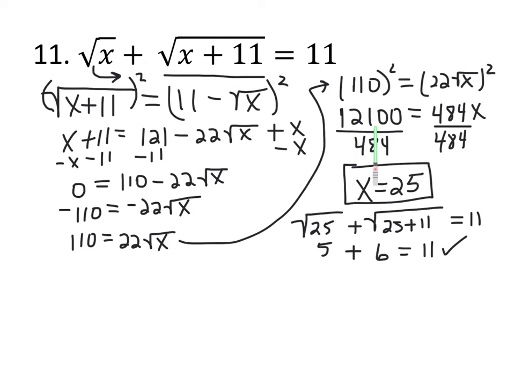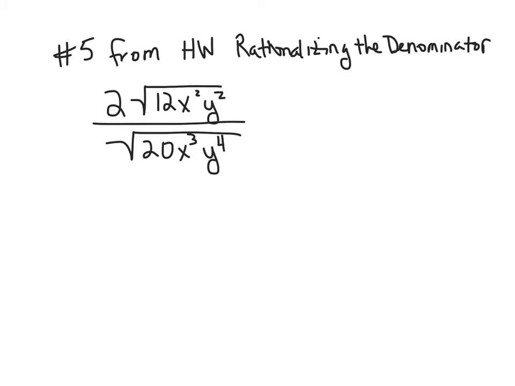So 12,100 divided by 484 gives me x equals 25. And that's it. Then I check my answer to make sure that it's not extraneous. I plug it back in and I find out that yes, it works. The square root of 25 is 5. The square root of 36 is 6. 5 plus 6 is 11, and it works. And that's it.